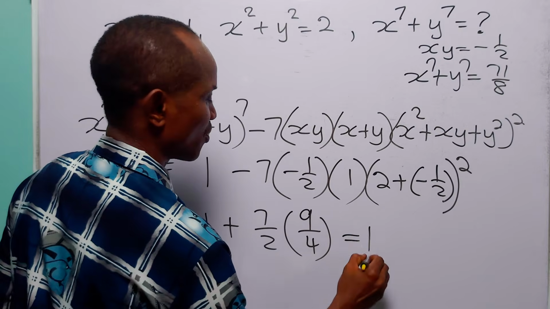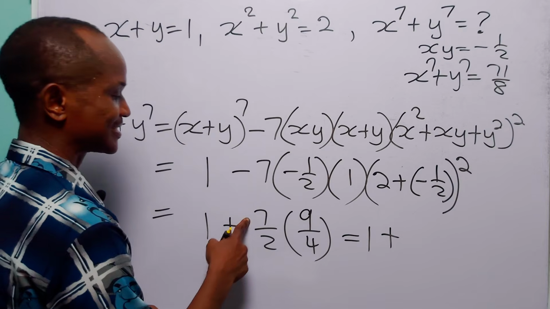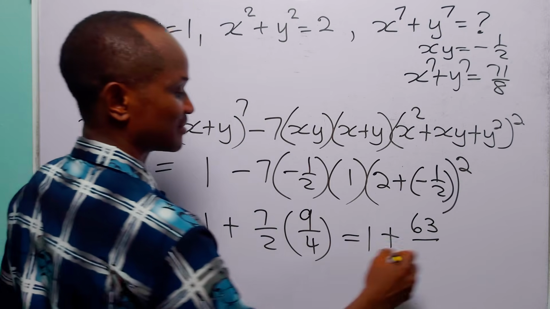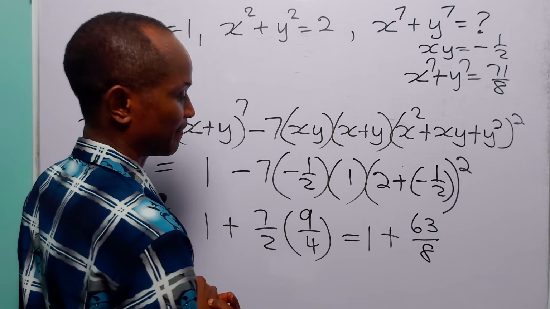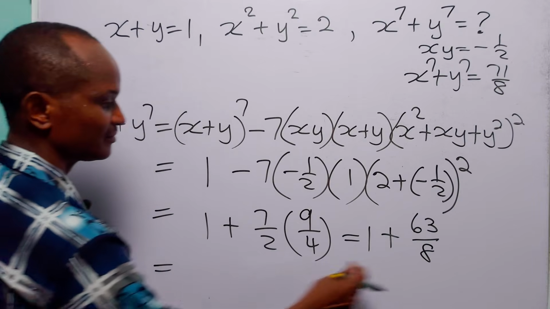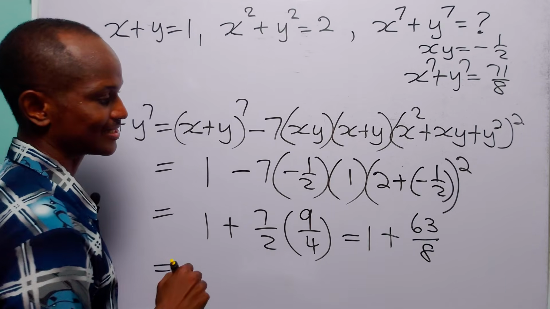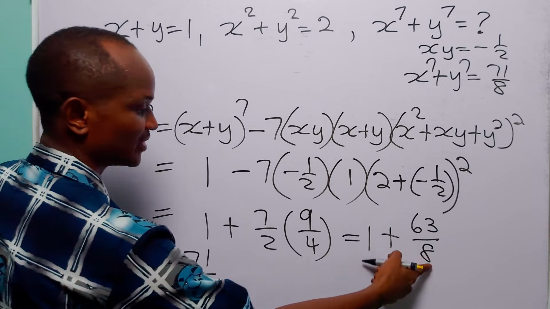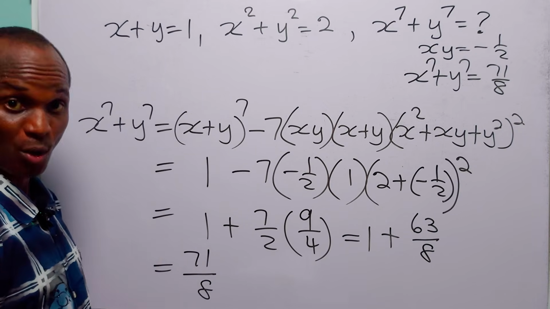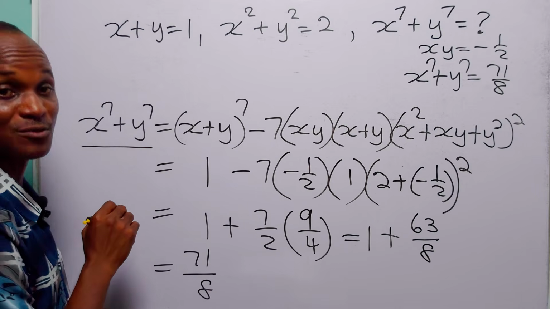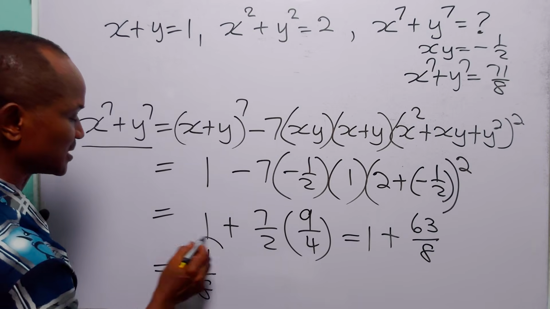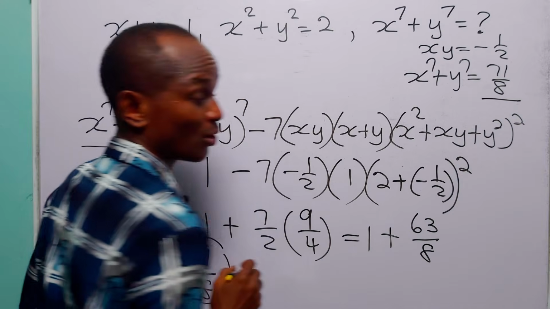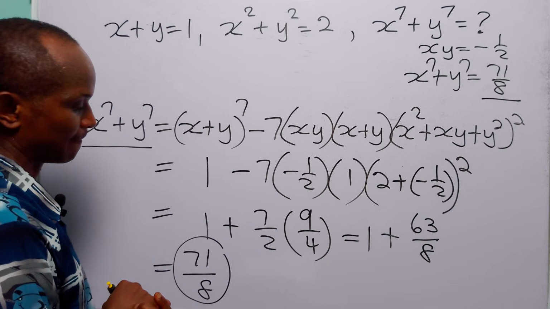Now from here we have 1 plus 7 times 9 is 63. And 2 times 4 is 8. 8 times 1 is 8. 8 plus 63 is 71. And we have the denominator, which is 8. So once more, we have found that x raised to power 7 plus y raised to power 7 is equal to 71 over 8. The same answer as we got with the recurrence formula.